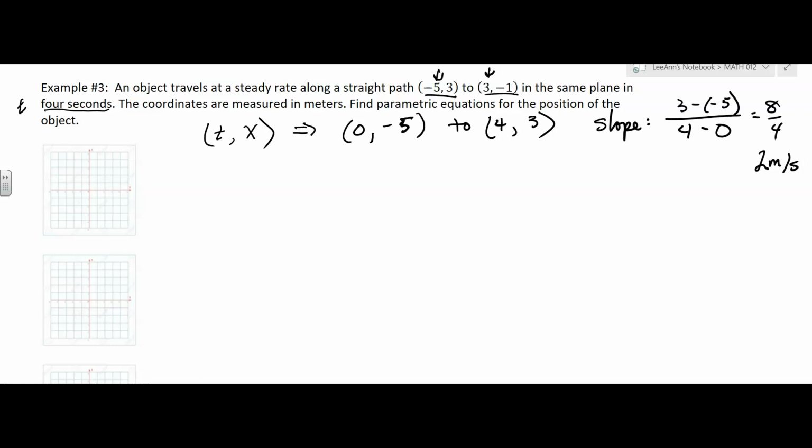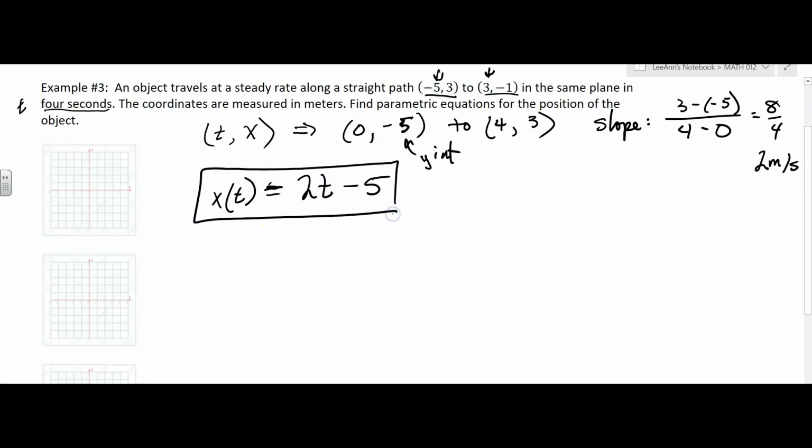Now that you know the slope, and you also know the y-intercept, you can write the equation. So you can say x of t is equal to 2t minus 5. That is the one parametric equation. You can graph that parametric equation. It's starting at -5, 1, 2, 3, 4, 5, has a slope of 2, good old linear equation. And that's what's happening over time based on the x value.